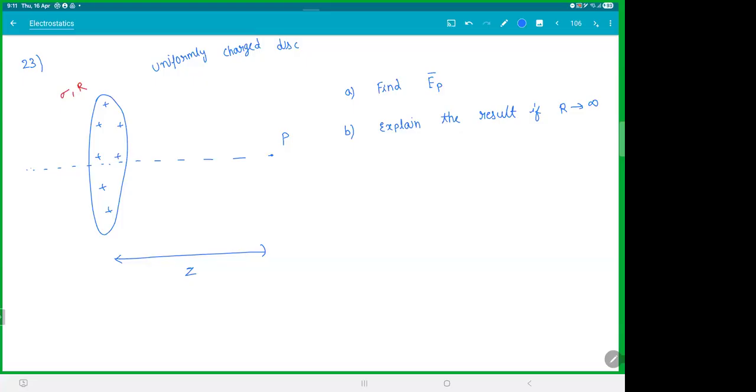So first, let's get the field due to the disk. Think for a minute. If you couldn't figure out how to start, then I'll tell you. Then I'll give another minute or two.